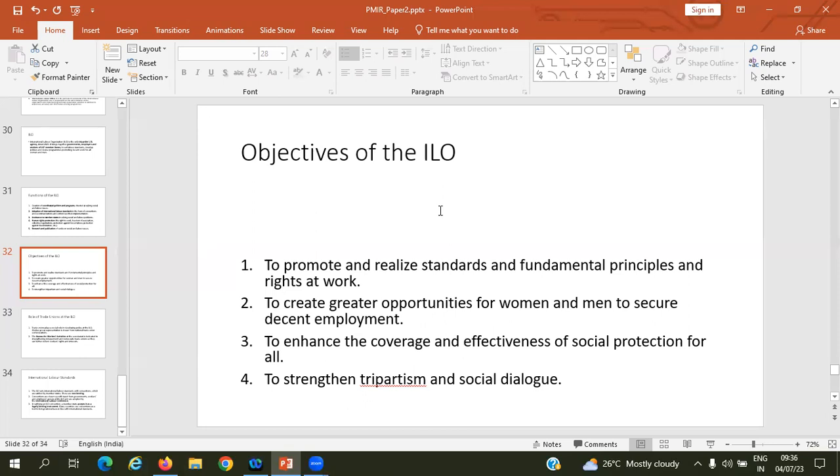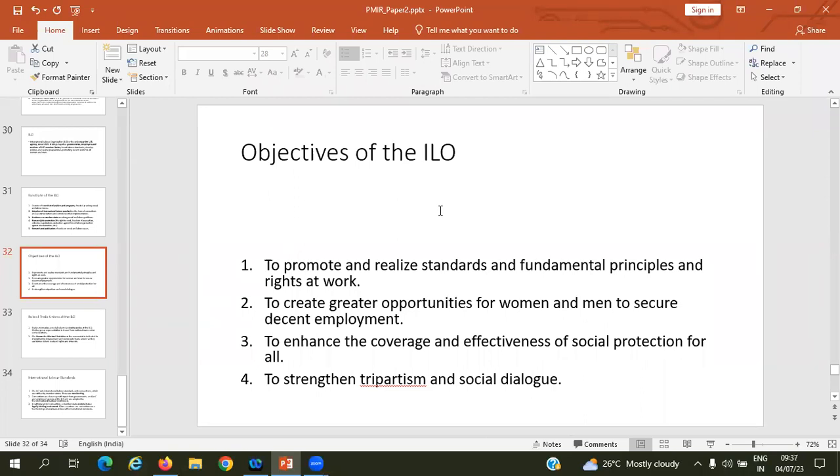Whatever the rights of that worker, whether they are followed or not, ILO is mainly verifying. Its main role is to create greater opportunity for women and men to secure decent employment.